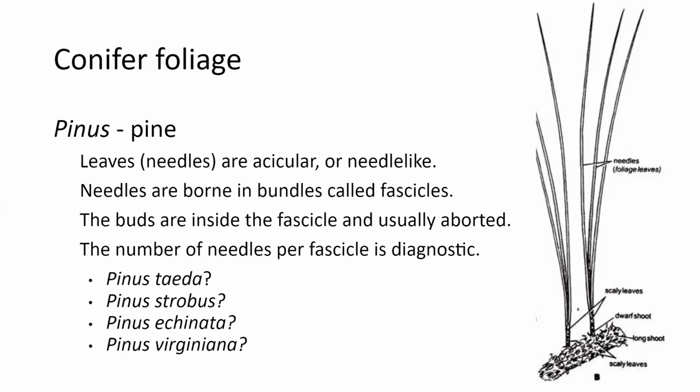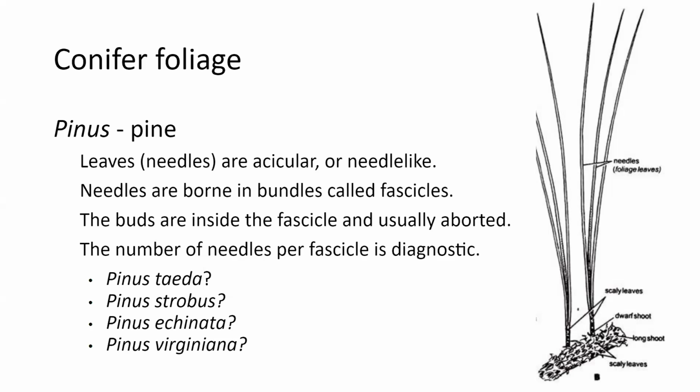And the buds are actually, so remember, we always know that leaves are attached below buds. The buds are actually inside of that fascicle and usually aborted. So if you pick it apart, you probably won't be able to find a bud for pine trees. But what's important is the number of needles per fascicle is diagnostic. It can tell you or help you lead to an identification. So, quick review from lab. How many needles per fascicle does Pinus taeda have?